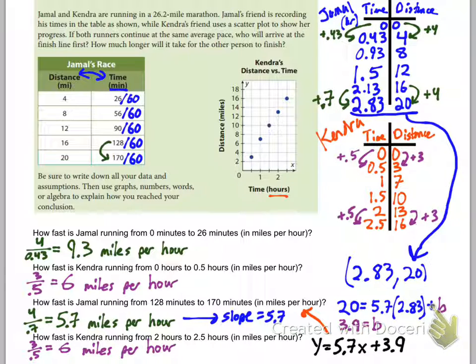What I'm going to do, since we're running out of time and I'm running out of space, is I'm going to let you figure out Kendra's equation, and then I want you to try and answer that last problem.